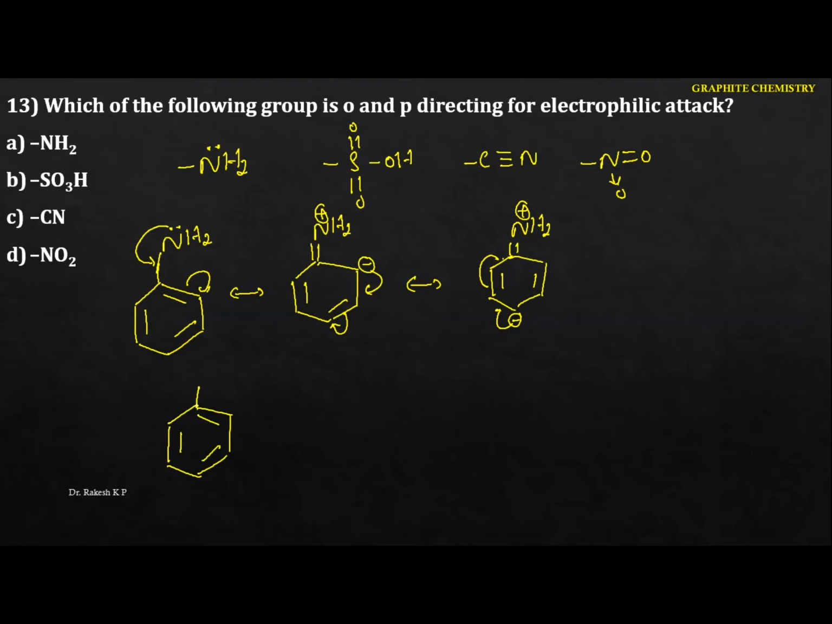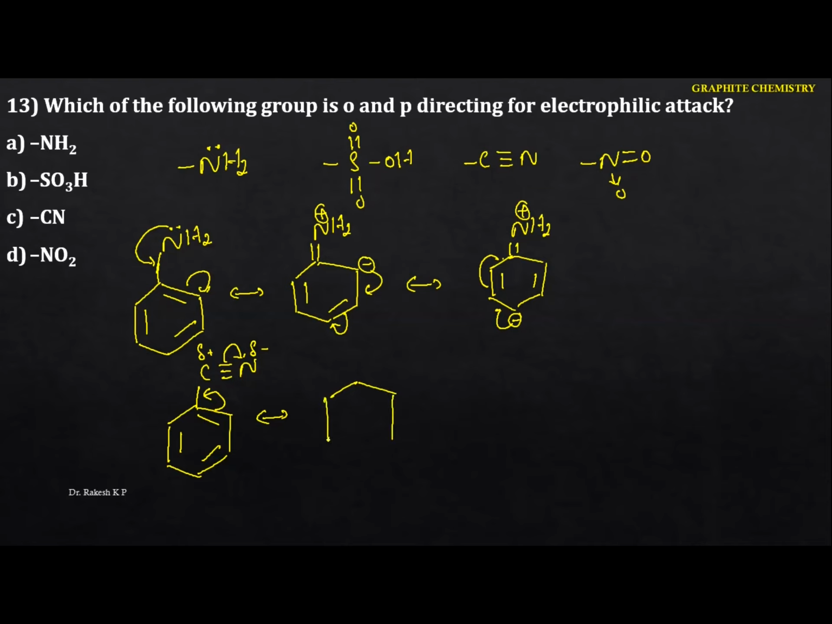If I take the nitrile group here, we have carbon to nitrogen, a triple bond. Nitrogen is the more electronegative atom, so the pi electrons go towards it. See the first resonating structure here.